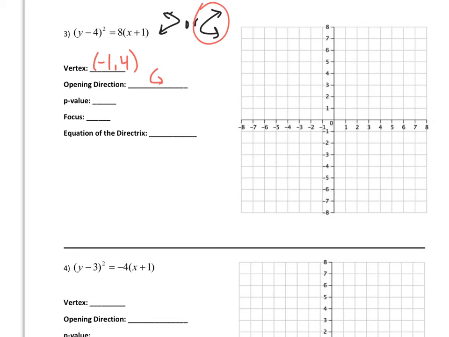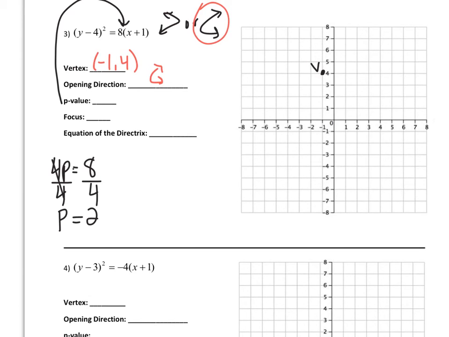So this is what our picture looks like. If this 8 were negative, it would open to the left, okay? So let's graph what we know so far. We know negative 1, 4 is the vertex. And we don't know the p-value yet, but we can analyze this equation. So 4p is in the spot of 8, divide by 4, and p is equal to 2.